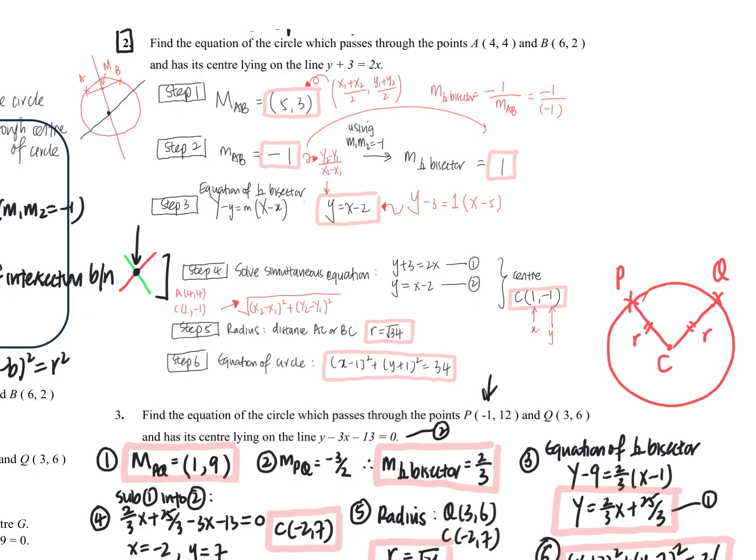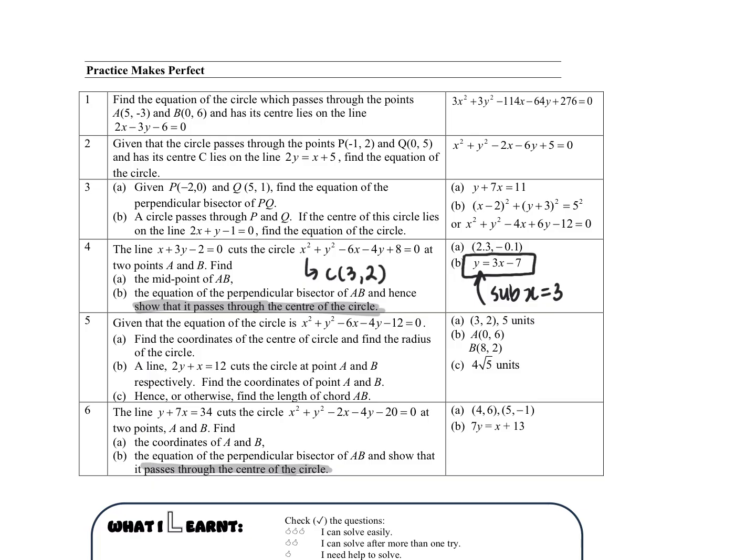So y is minus 7, right? Okay. So I will sub in x as 3, and then I will prove that I get 2. If I can prove that the y coordinate is 2, then I can conclude that the line passes through the center. So this one is just an extension, but it's nothing very difficult. Just the method of solving.